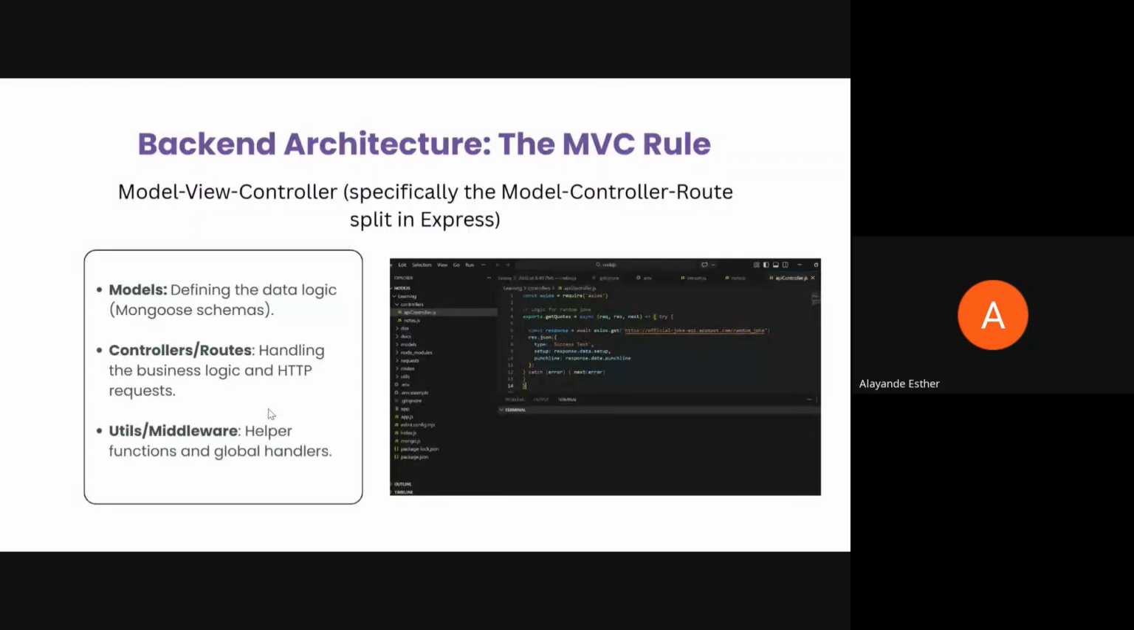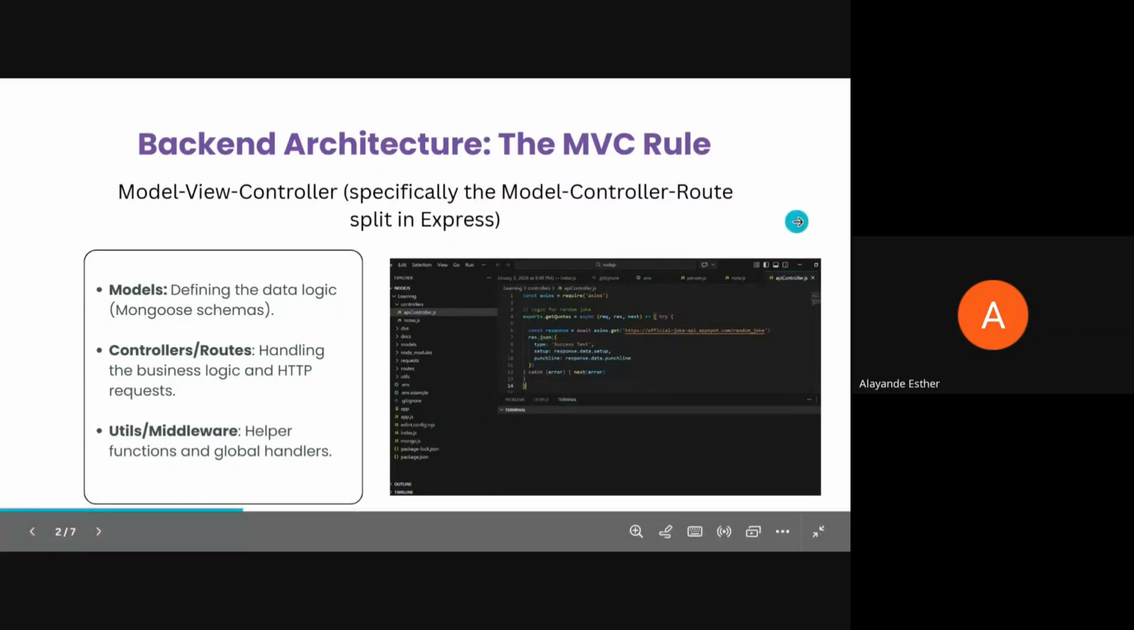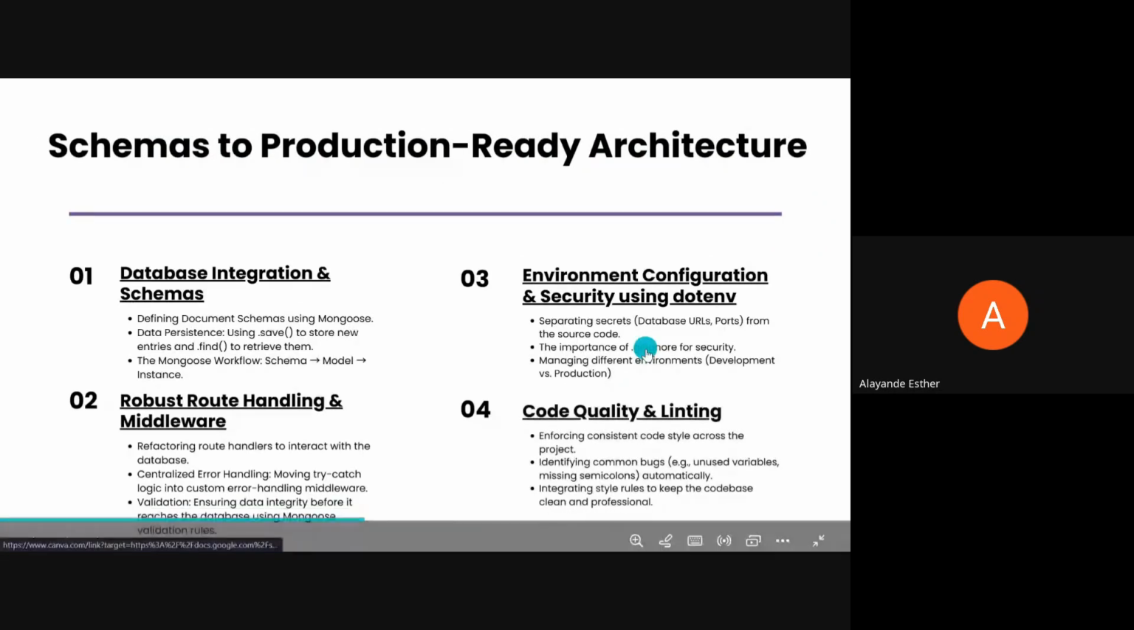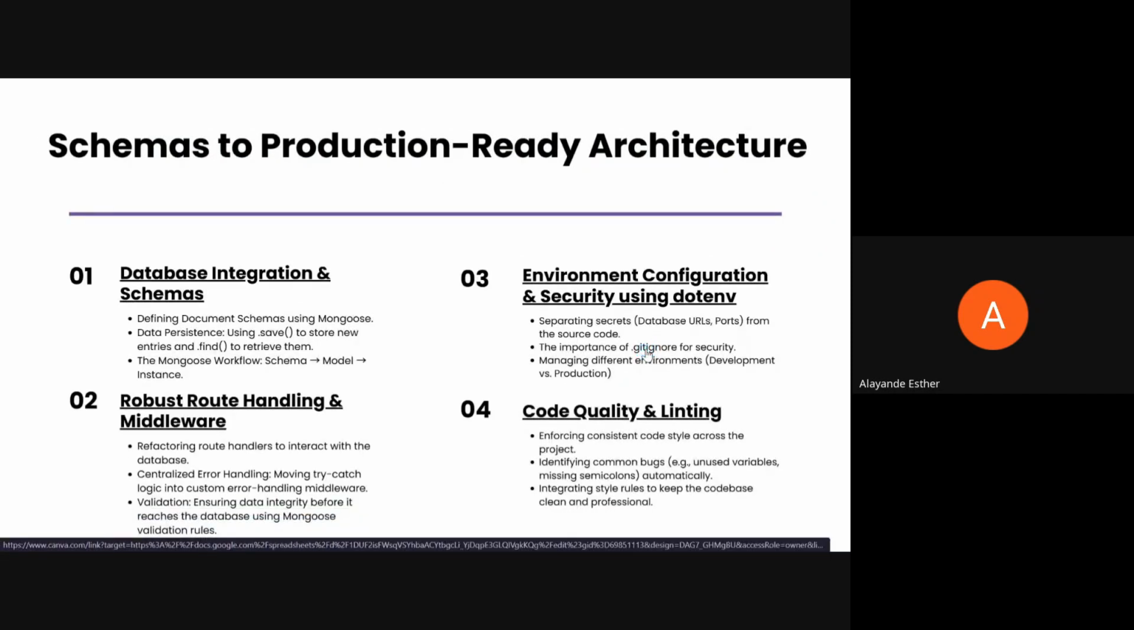Let's say a GET request or a POST request to create, a PUT request to edit, and a DELETE request to delete. And also the middleware, which is a helper function and also a global handler. And also I've been able to understand the structure of the backend.